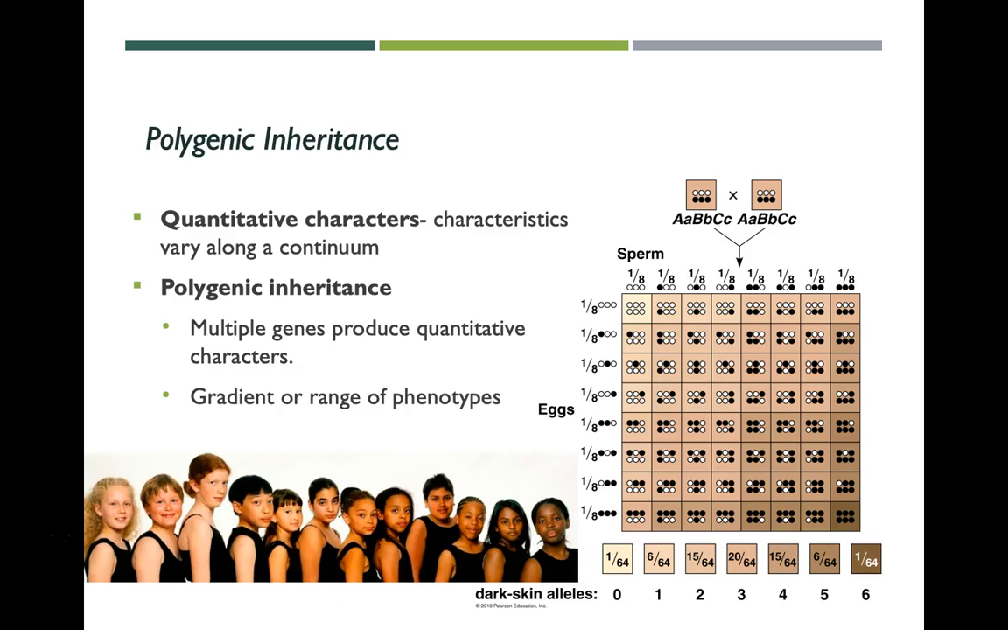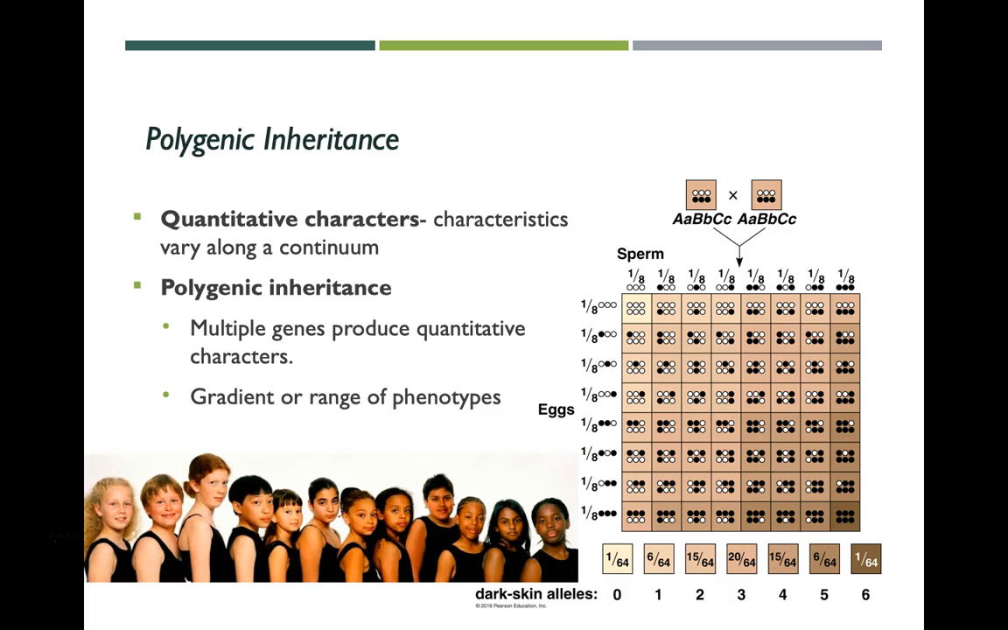Finally, we get to polygenic inheritance. In polygenic inheritance, in a similar manner to epistasis, we have multiple genes affecting one phenotype. The difference here is that we have many genes affecting a phenotype. So more than two, often many more than two. And when we start getting interaction of a lot of genes, we get what we call quantitative characters.